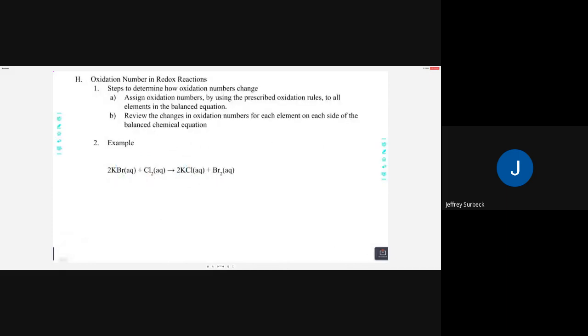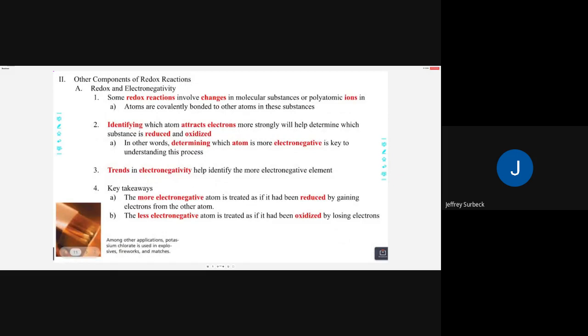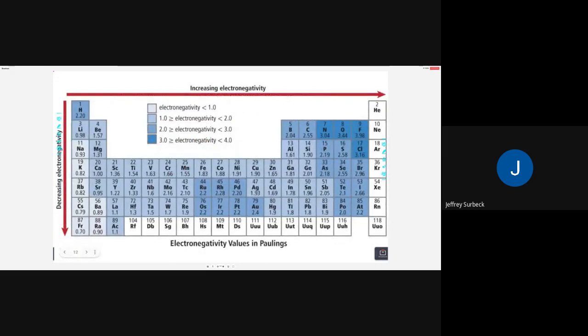All right, so we move on to one more thing here, and that is redox reactions. Why we have an electron transfer is all about the trends in electronegativity. Now, you don't need to memorize this, but why electrons go from one thing to another, are given off, or taken in, is all about this electronegativity chart.